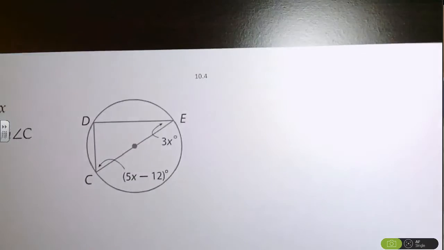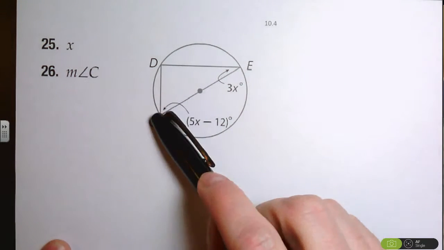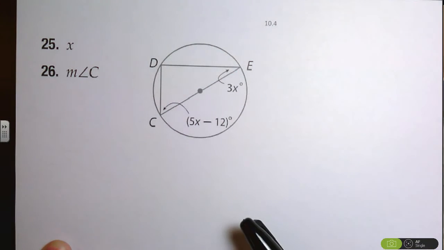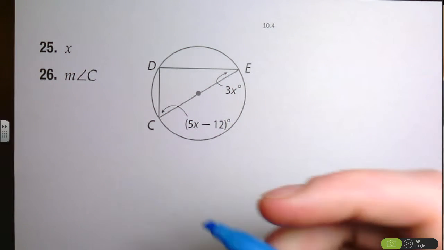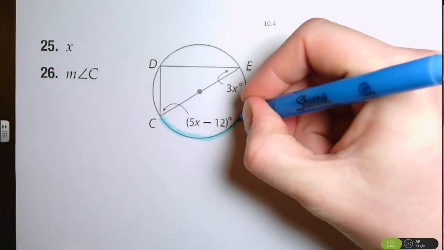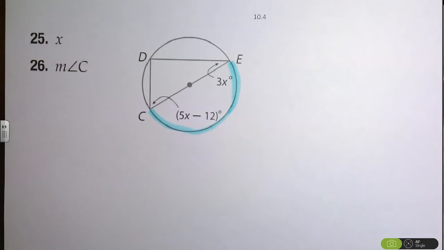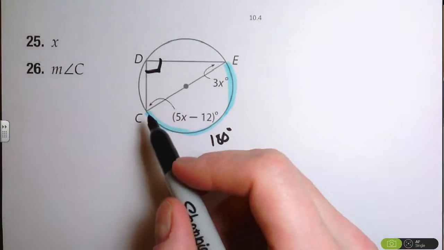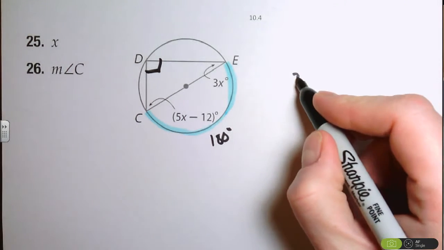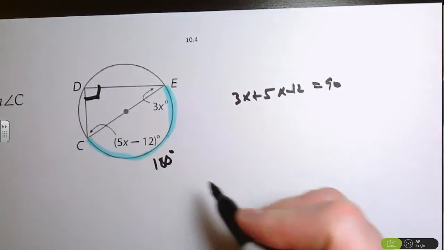Okay, next example is number 25. Now 25 and 26, you have to recognize that you have a diameter and the triangle is inscribed inside there. If that's the case, the measure of this arc is 180 degrees because that's the diameter. If this is 180, the inscribed angle is half of that, so it's 90, which means we have a right triangle. So 3x and 5x minus 12 have to equal the 90 that's left over after you take away the right angle.